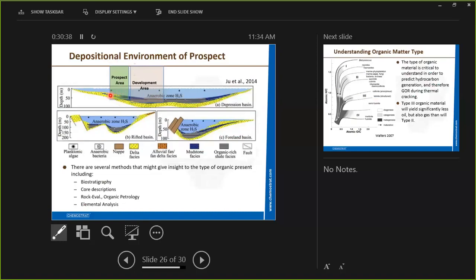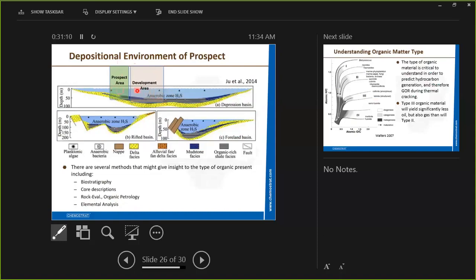So there are several methods that you might use to understand this difference in the area that you have. You may have things like biostratigraphy, core descriptions, things like Rock-Eval, depending on what type of thermal maturity you see, and organic petrology might be useful. But also something that I'll mention briefly as we go through is elemental analysis. So looking at trace metals might give you some idea about certainly what type of redox environment you have in this prospect area versus your development area. It also may be useful to compare.